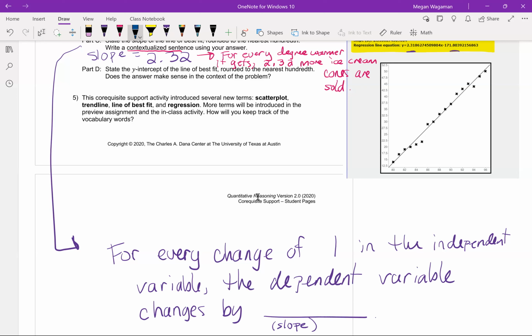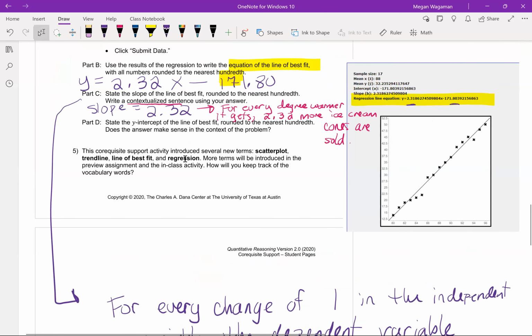All right, part D. Again, if you need to pause and process, think, make some notes to yourself, go ahead and do that. Otherwise, part D is asking for the y-intercept rounded to the nearest hundredth. So our y-intercept is (0, -171.80). So what this means: 0 is telling us the temperature, and -171.80 is telling us how many ice cream cones are sold.